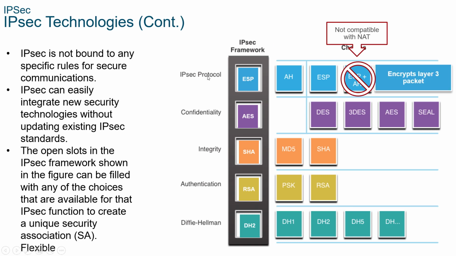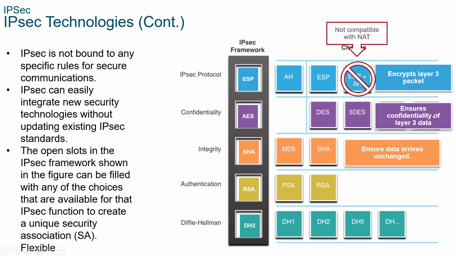IPsec protocol encrypts the layer 3 packet, right? That's ensuring confidentiality of the layer 3 data, what's within the packet. And then the integrity, we're ensuring that the data arrives unchanged. Did I send 64,000 kilobits, and 64,000 kilobits get to the other side? Authentication: we're authenticating just like what we're used to. We have usernames, passwords, maybe we're sharing keys.